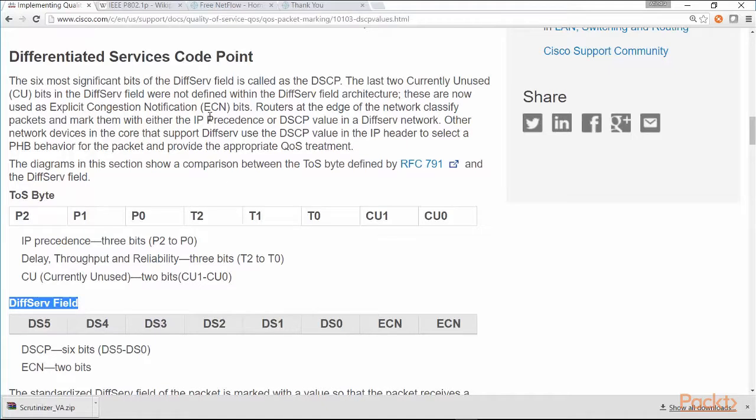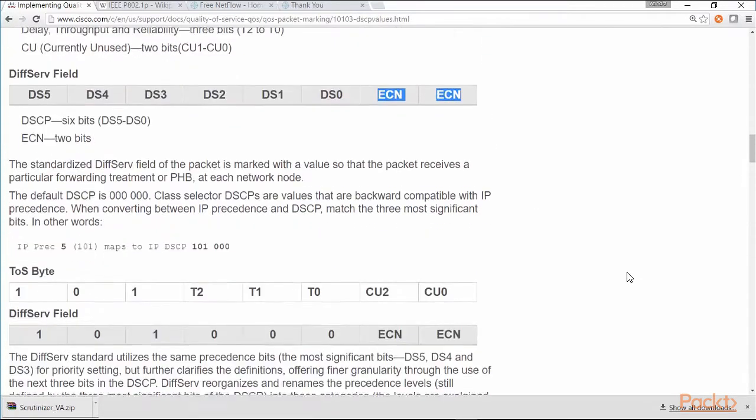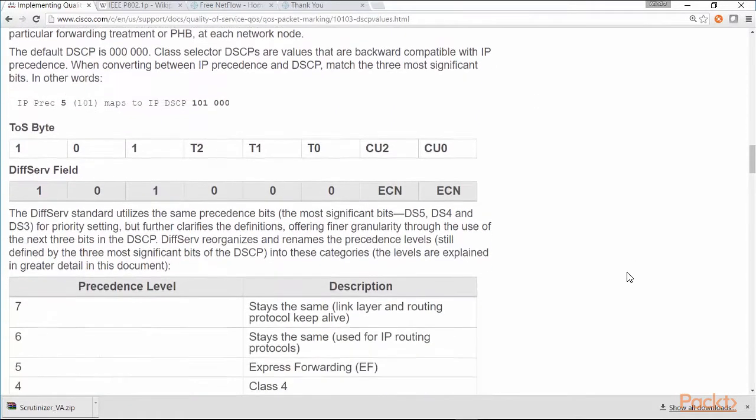Okay, there's basically one full byte, but the last 2 bits are used for the ECN bits. So let's look at DiffServ, right? 1, 2, 3, 4, 5, 6. This is the DiffServ field, and this is the explicit congestion notification bits. Okay, so what do they mean?